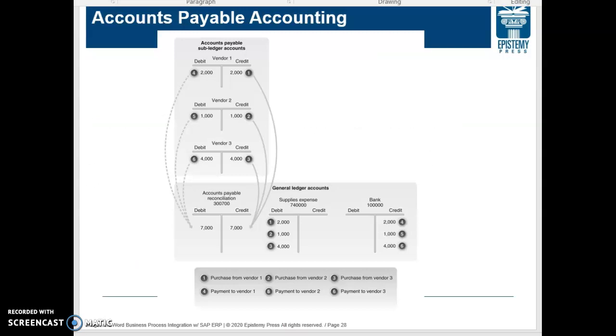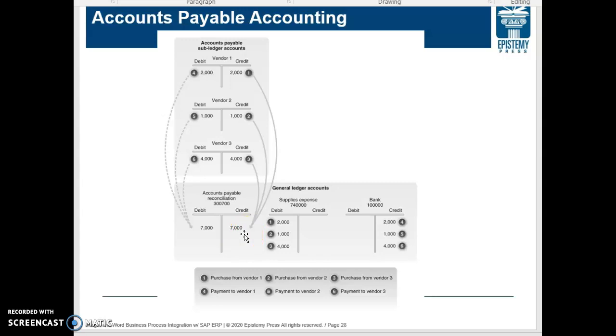So here's just an example of accounts payable accounting. If we buy material from 3 different vendors, the first step would be to buy from vendor 1, vendor 2, and vendor 3, and we would credit the accounts payable on the sub-ledger. We would reconcile it onto the accounts payable reconciliation account on the general ledger. So that's buying it from the vendors.